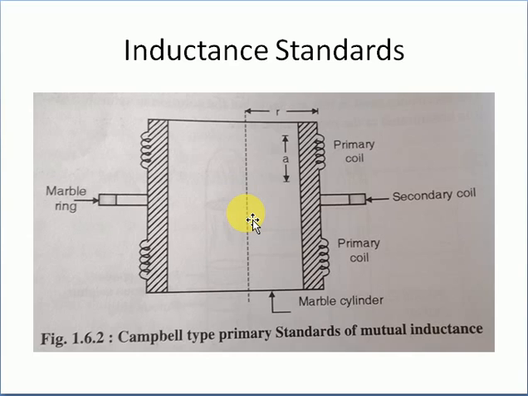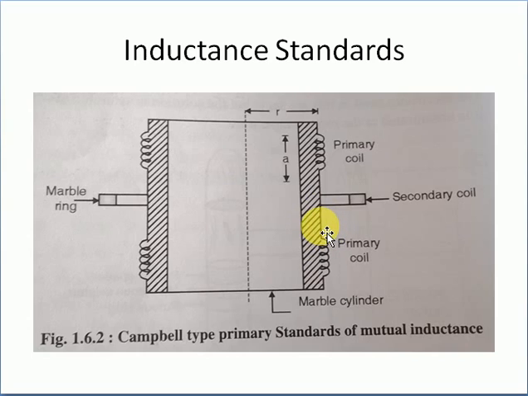The primary coil is wound with a single layer on a grooved cylinder of marble and it is divided into two parts, as you see. These two parts are connected in series and separated from each other by a distance equal to 3 times the axial length of each. Are you getting my point?